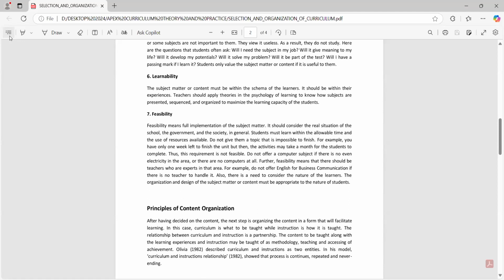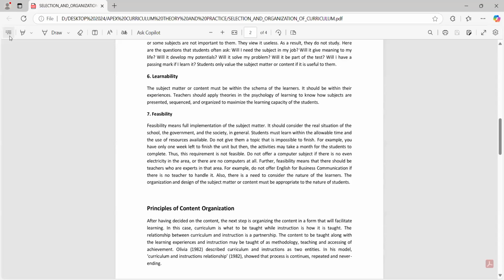And you have to think whether this content can be learned by the students. Learnability. Anyway, feasibility is practically that you can't actually teach that due to various reasons, especially due to lack of resources, human resources and physical resources.